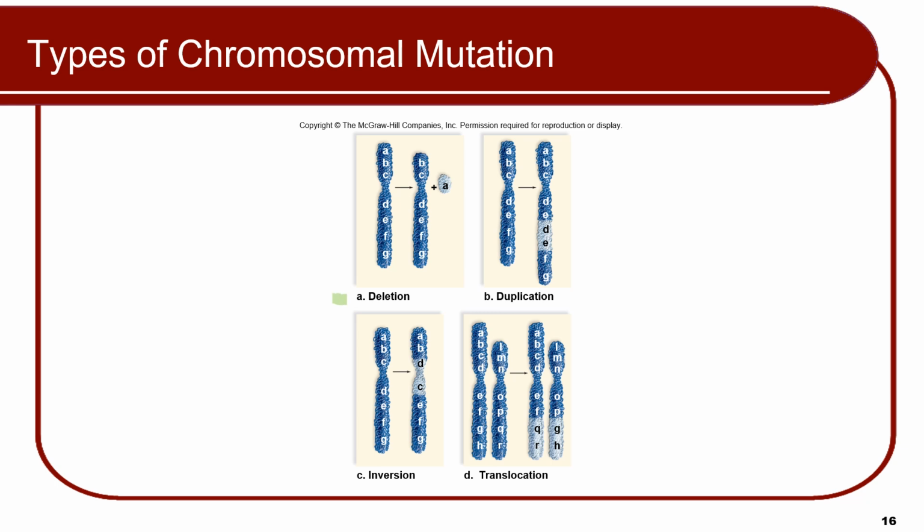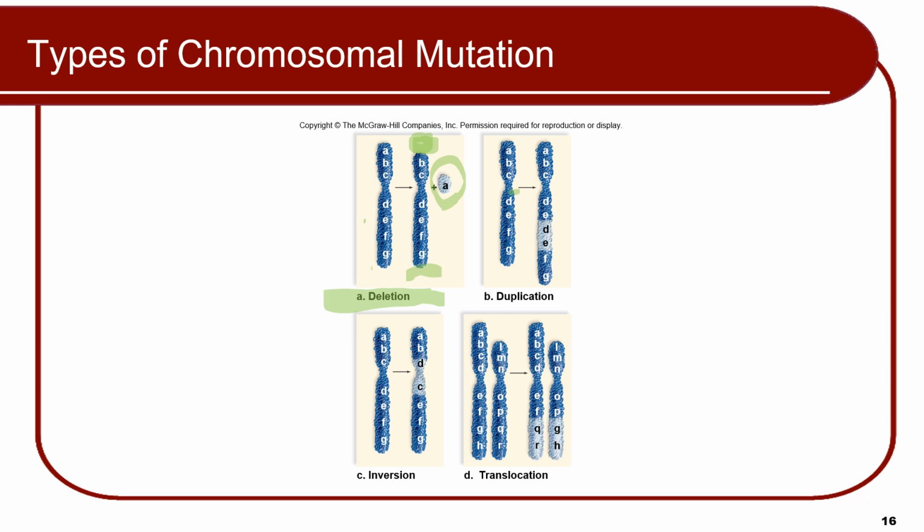So one type is a deletion. And a deletion is where a chromosome is missing a piece. See, the letters are just to indicate location. So this chromosome here is missing that top piece. That's called a deletion. And so whatever genes are in that piece of the chromosome, that chromosome doesn't have those genes.